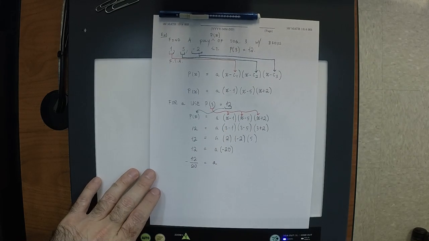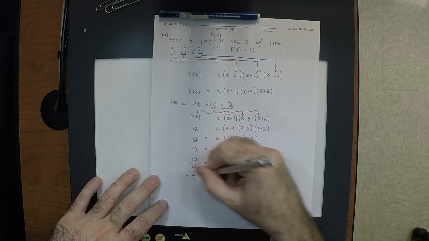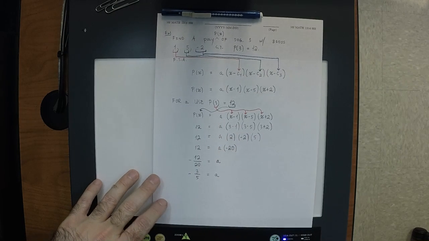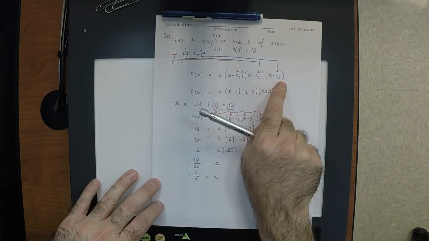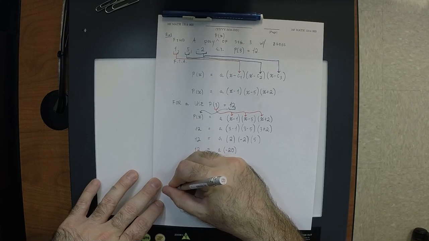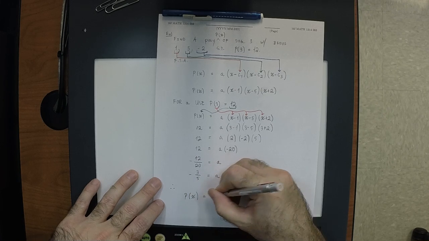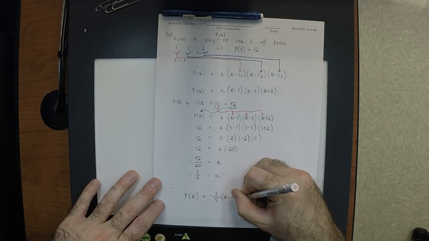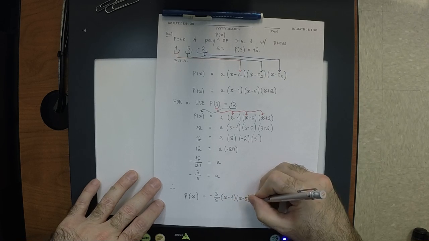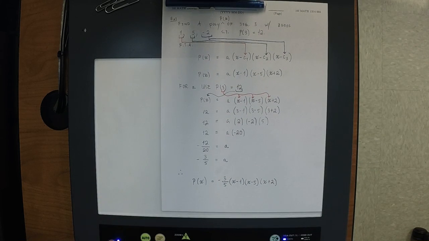So I suppose we could cancel the 4s. So this would be what? Negative 3/5 is A. And now we have determined all of the unknowns, right? There were four unknowns: A, and then three of the C values, and we have them all now. So therefore, P of x is negative 3/5 times x minus 1 times x minus 5 times x plus 2. Any question about this example?